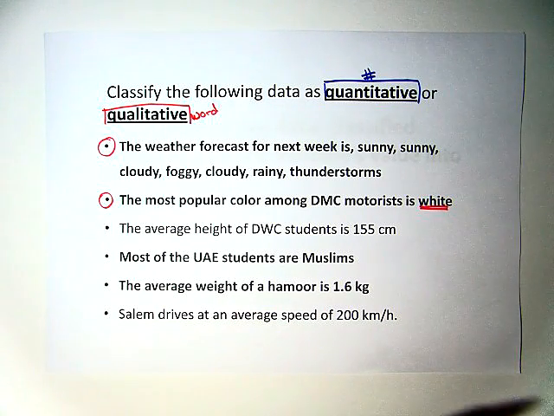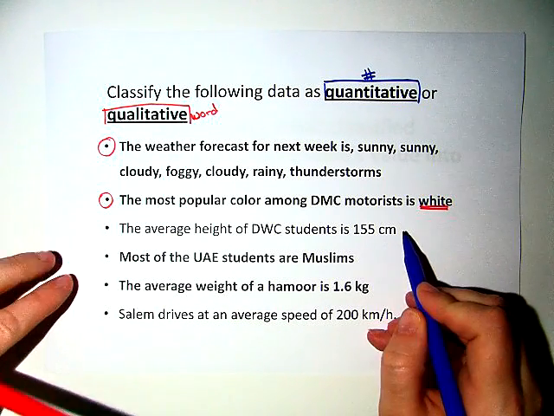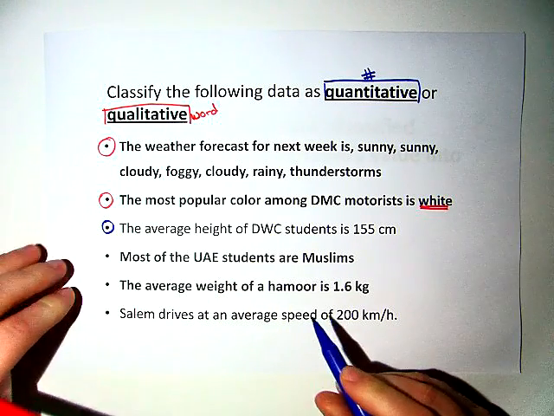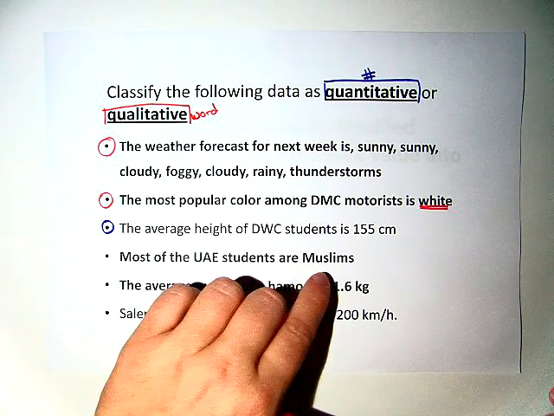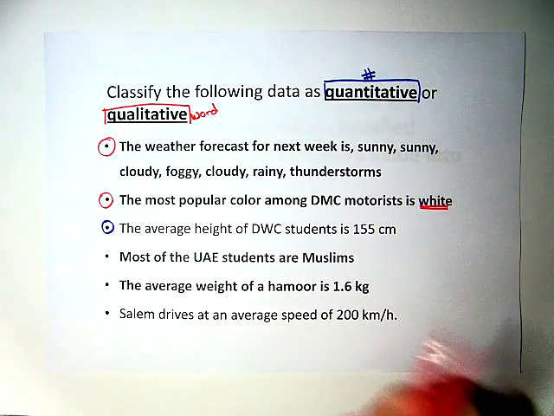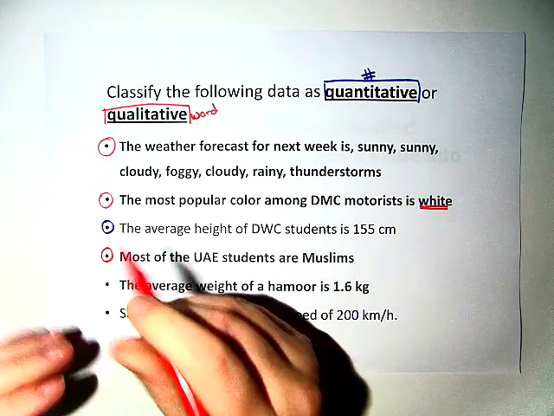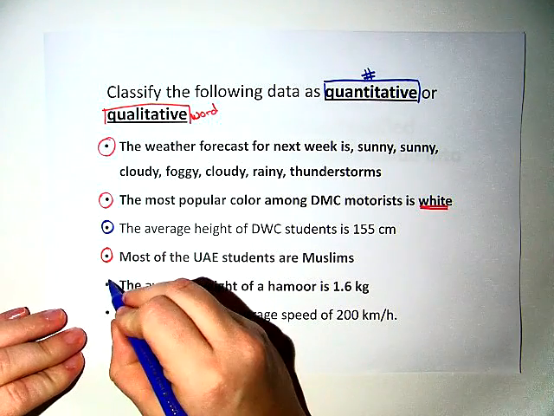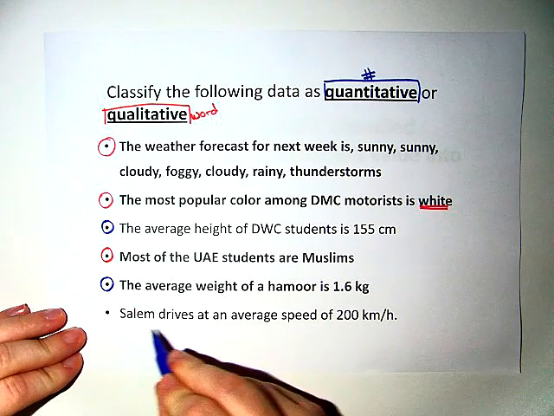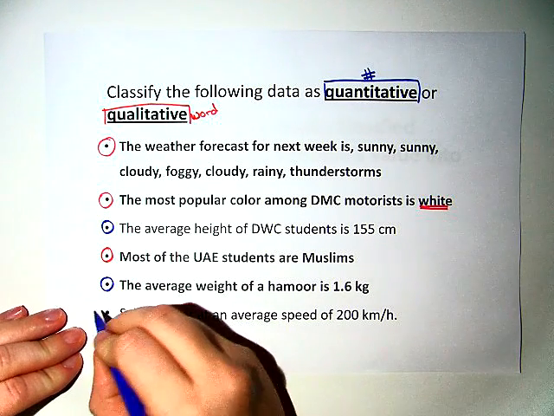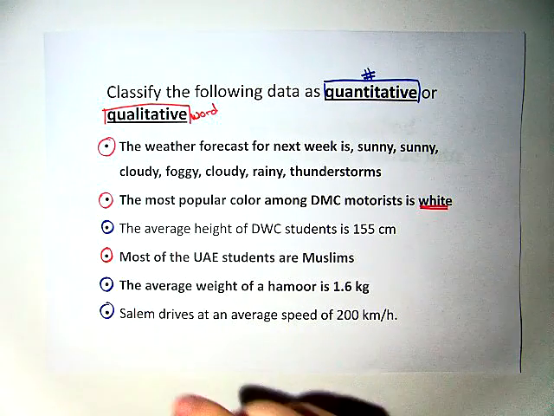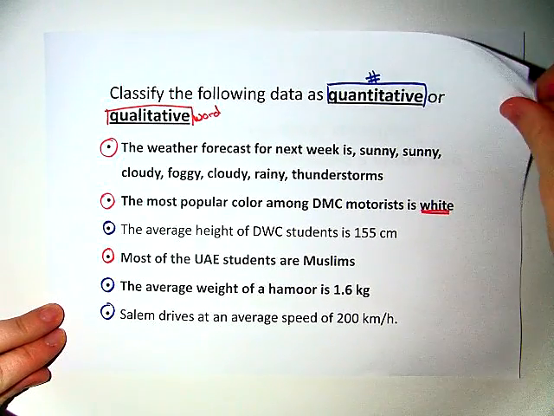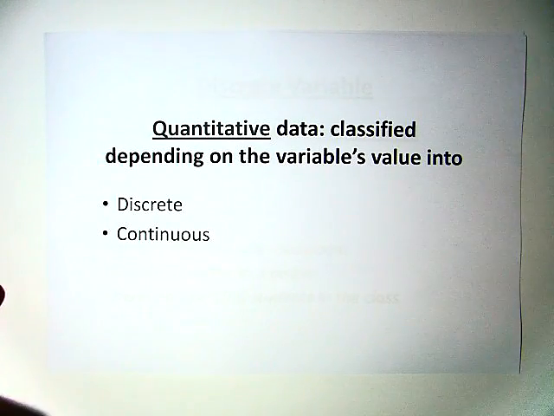The average height of DWC students is 155 centimeters. This is quantitative because of the numbers. Most of the UAE students are Muslim. Okay, this would be qualitative because of a word. The average weight of a hamur is 1.6 kilos, quantitative. Salam drives at an average speed of 200 kilometers per hour, quantitative. So you can see the difference between quantitative and qualitative classifications.